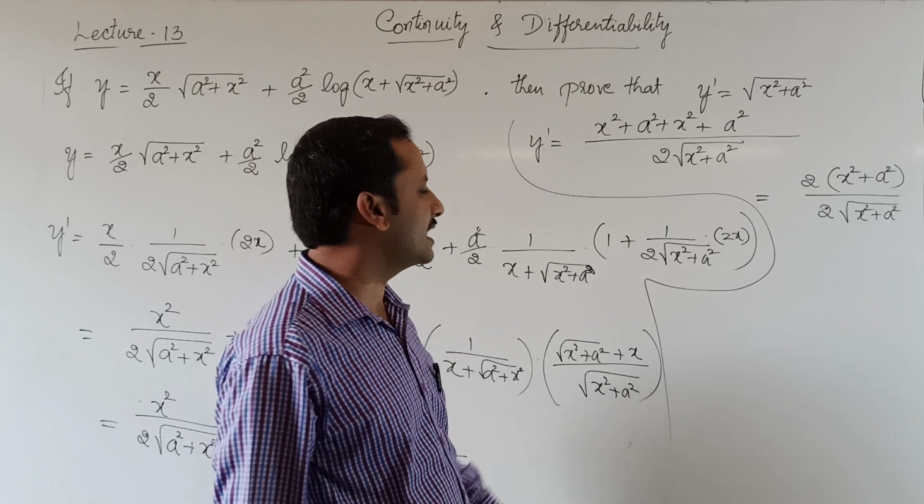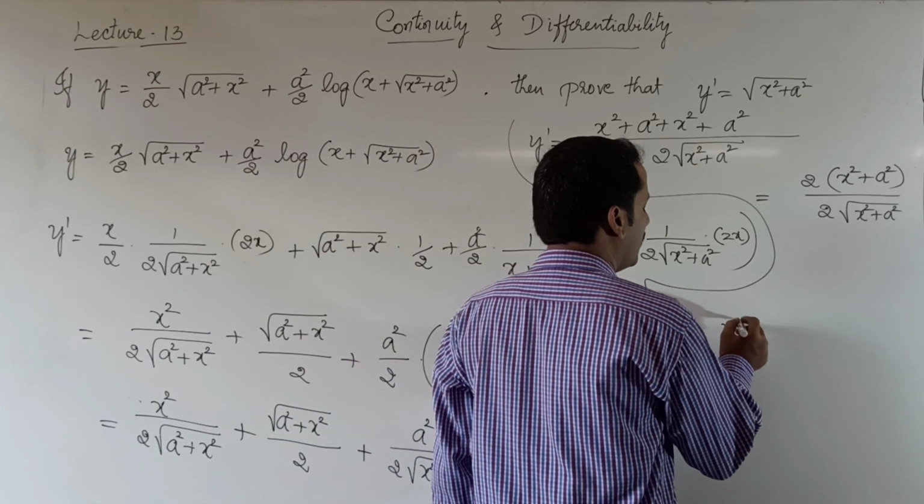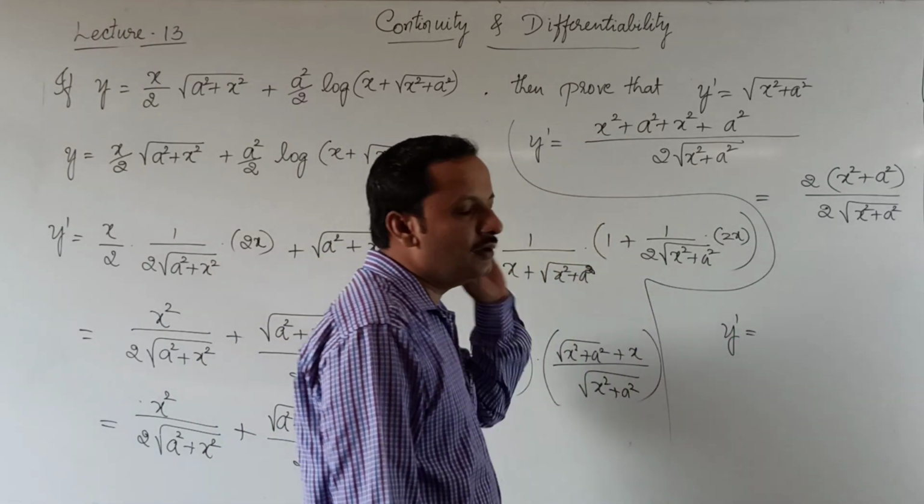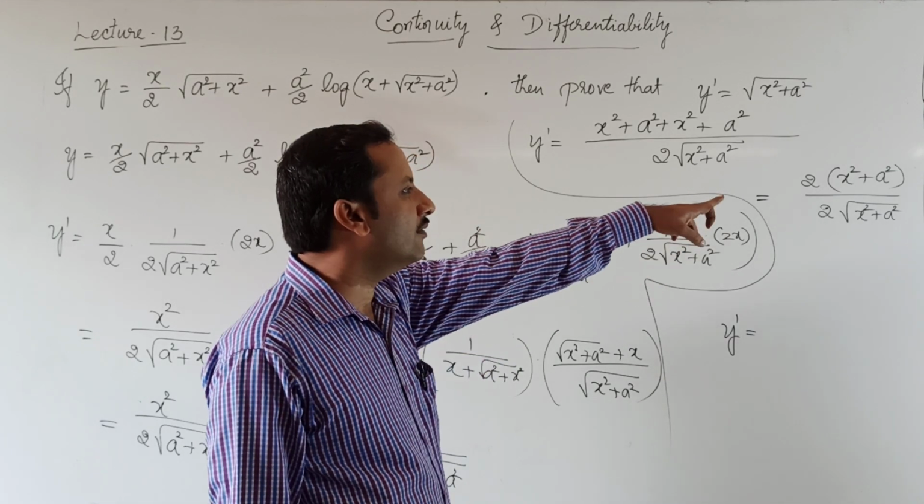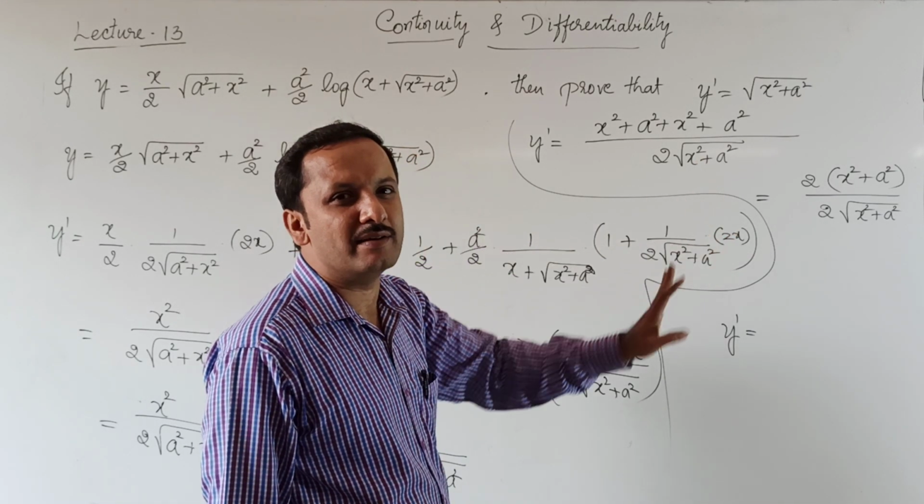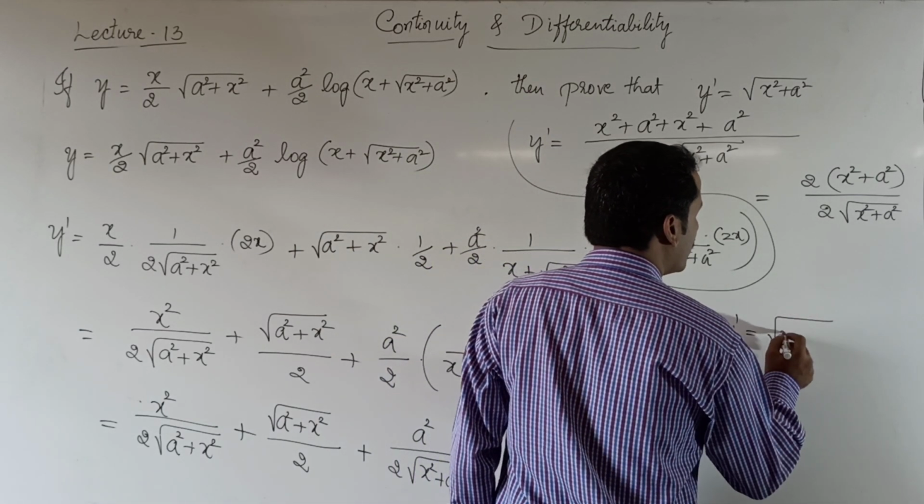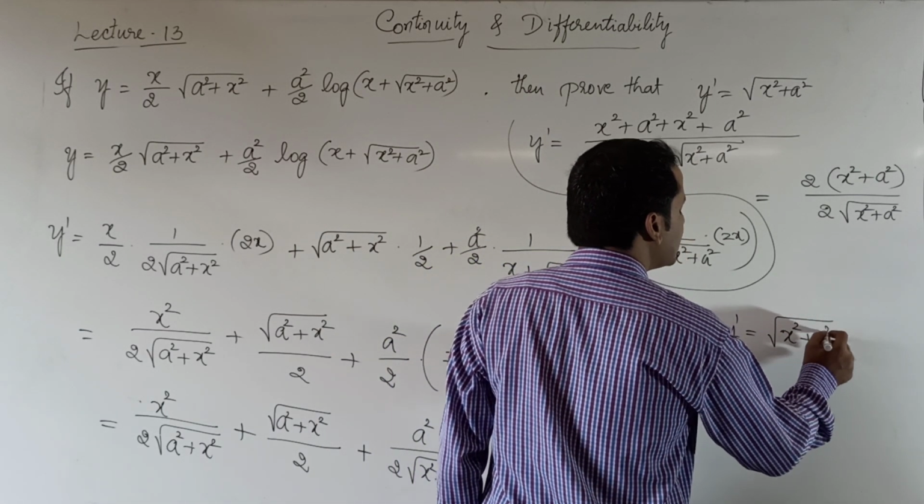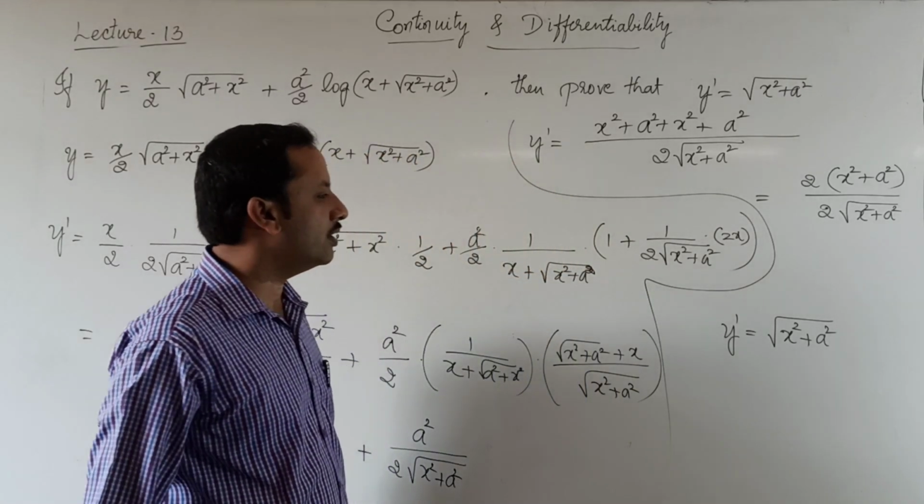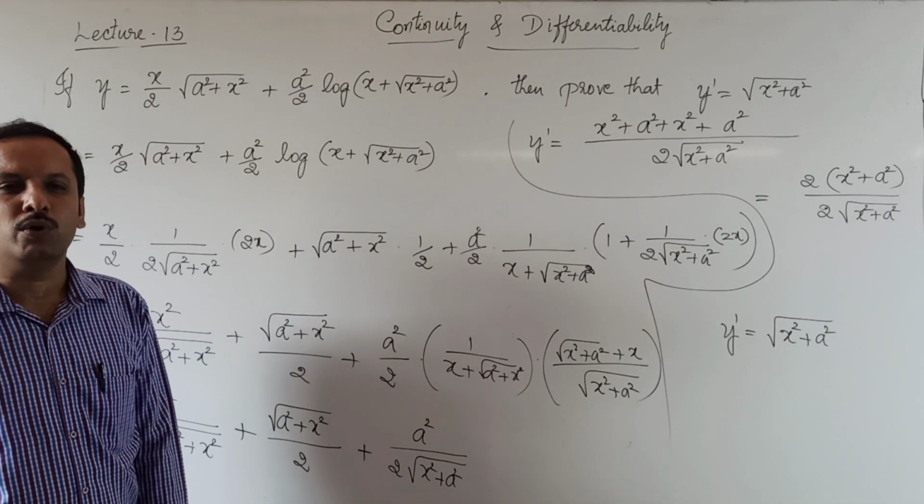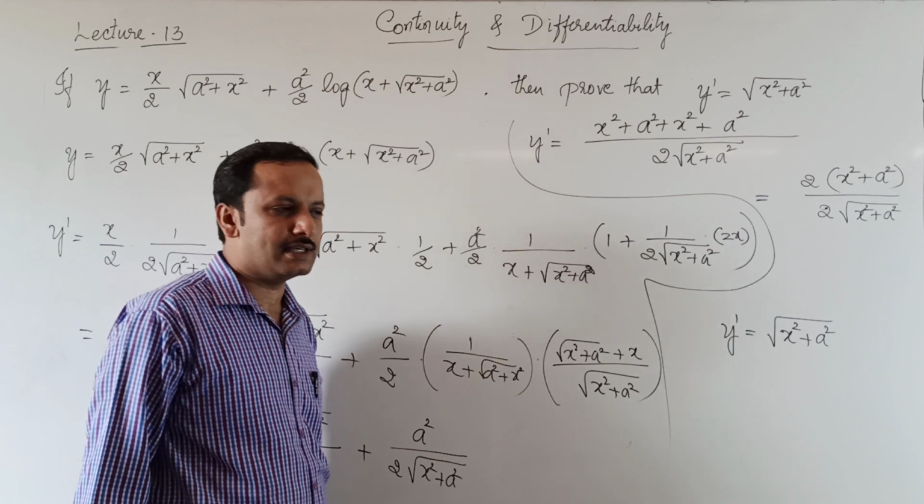Okay, 2 gets cancelled. So we have y dash is equal to, when we cancel that 2, x square plus a square divided by root x square plus a square. So that will give you root of x square plus a square. So dy by dx is equal to root of x square plus a square.